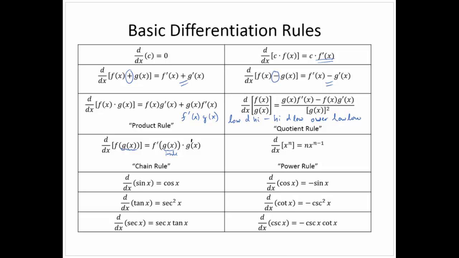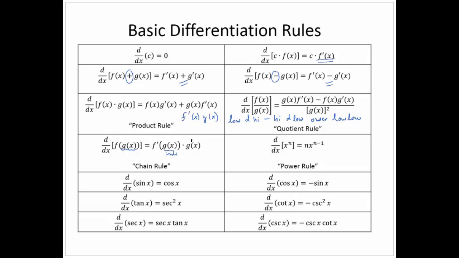And we have our basic power rule. If we're differentiating x to the nth power with respect to x, we can use the power rule. We bring down the exponent, we still have the x, and then we decrease the exponent by 1. But this is only true if n is a real number.